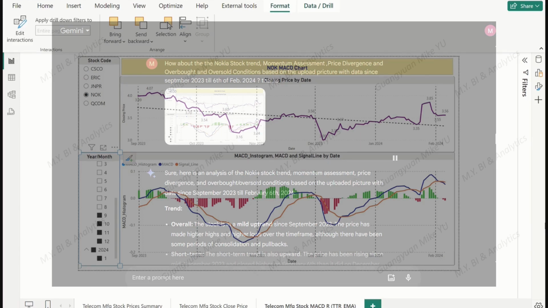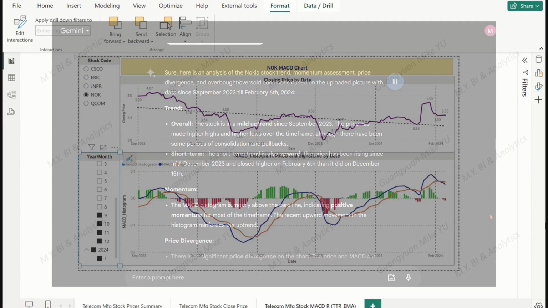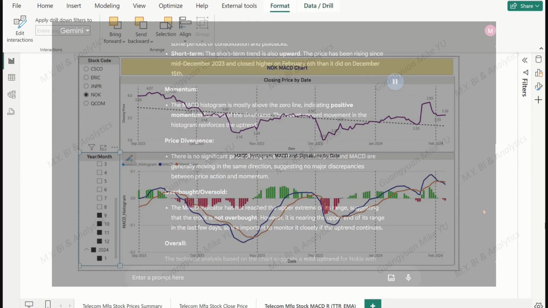Trend. Overall, the stock is in a mild uptrend since September 2023. The price has made higher highs and higher lows over the time frame, although there have been some periods of consolidation and pullbacks. Short term, the trend is also upward. The price has been rising since mid-December 2023 and closed higher on February 6 than it did on December 15. Momentum. The MACD histogram is mostly above the zero line, indicating positive momentum for most of the time frame. The recent upward movement in the histogram reinforces the uptrend.